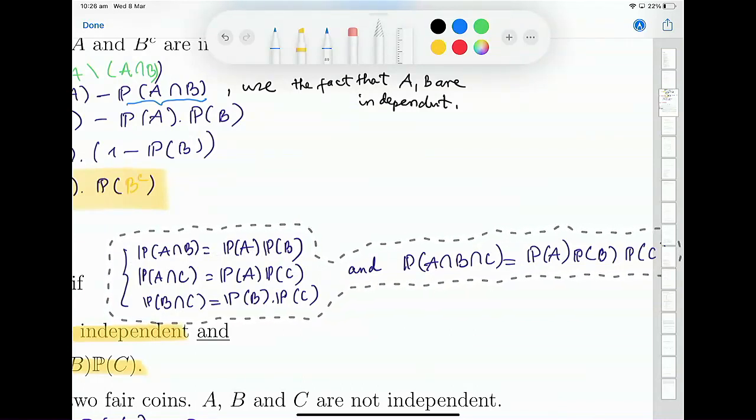Yes? Is there a time where they can be pairwise independent if the intersection of all three isn't that? No. So if A and B are independent, then there is nothing to say about A and a subset of B being independent. We don't have any relation of that.